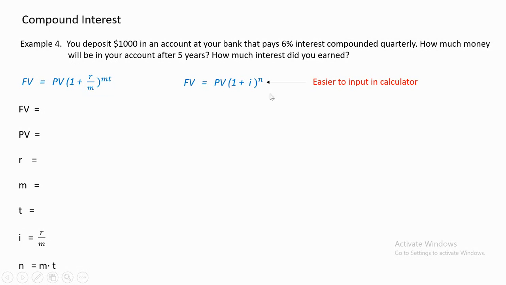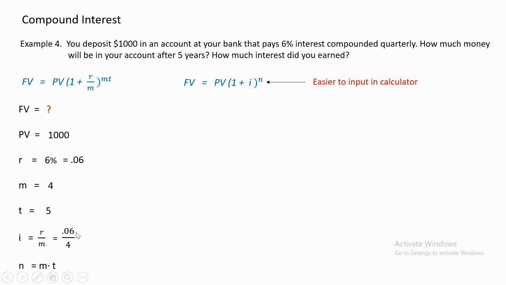The last two questions are what we're looking for. The first one is how much money will be in your account after 5 years. This means we're looking for the amount in the future, in 5 years, so we're looking for the future value. The 1,000 is your present value. The 6% is your interest rate, converted to a decimal, 0.06. Compounded quarterly means M is 4. The time is 5 years. And I is going to be R, which is 0.06, divided by M, which is 4.